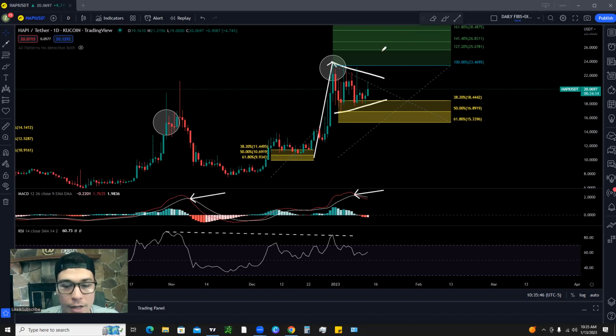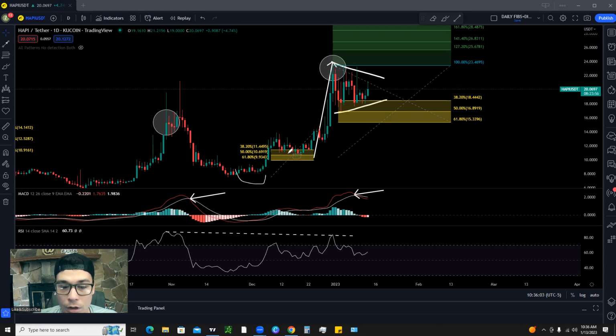Right, so we have this very nice move to the upside. We've had a strong push here on Happy. We're consolidating a little bit now, absorbing a lot of this movement, a lot of this action. We have our three major retracement levels from our most recent low. So here's our most recent low.